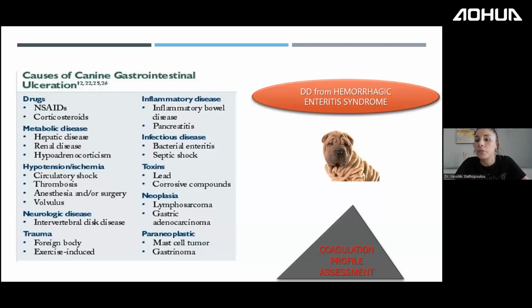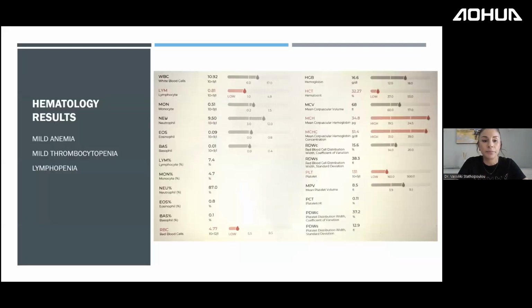Always differentiate from acute hemorrhagic enteritis syndrome. Clostridium enterotoxicosis has totally different clinical features. And always do a coagulation profile assessment. Why? We always want to measure PT and PTT and check the liver function, because when the liver function is not well, then we might have problems in the coagulation profile and consequent ulceration.